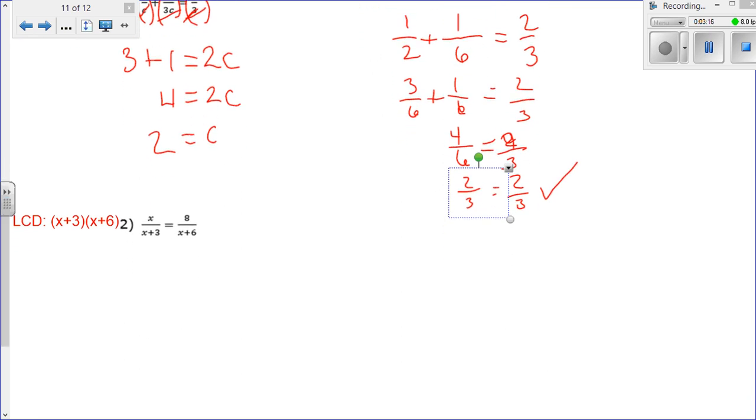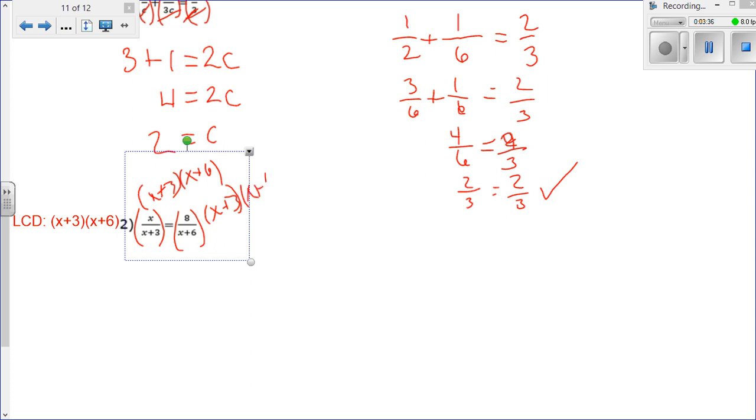For the next problem, I have x over x plus 3 equals 8 over x plus 6. My LCD is x plus 3 times x plus 6. So multiply each term times x plus 3, x plus 6. So in my first fraction, the x plus 3's go away, and I'm left with x times x plus 6. In my second fraction, the x plus 6 canceled out, so I'm left with 8 times x plus 3. Now, I just need to solve my equation.